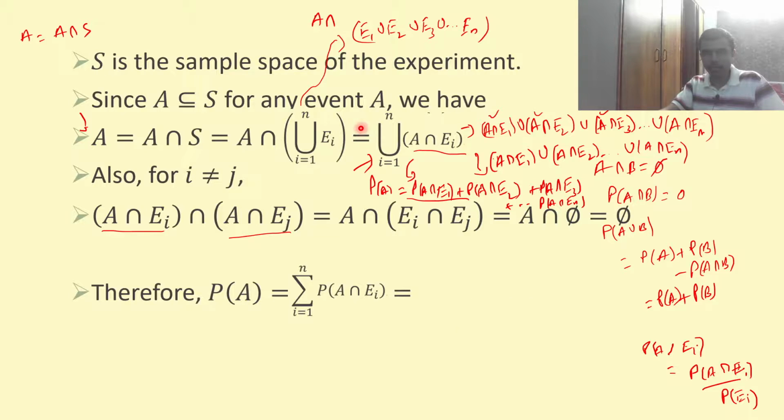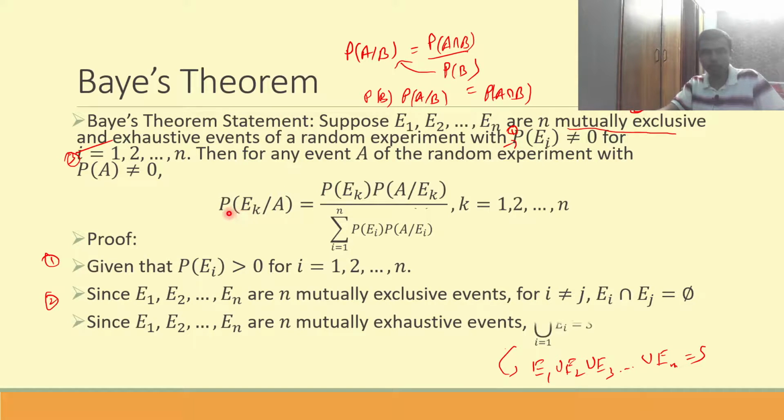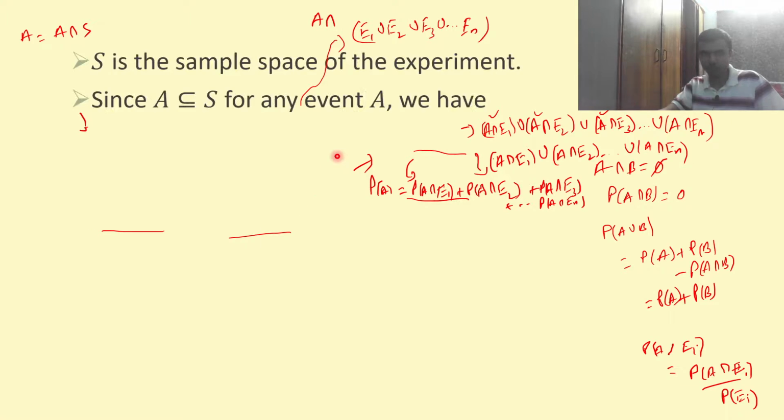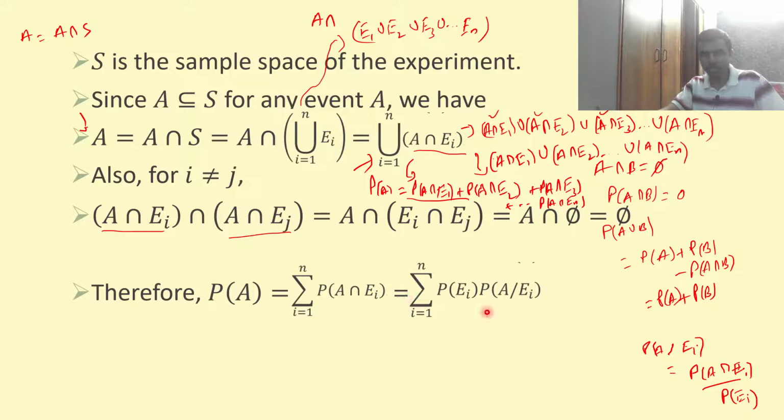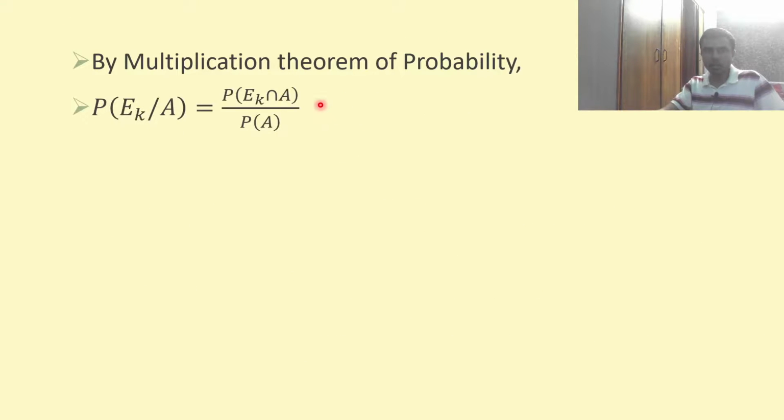Now next, in the theorem what they are asking us is P of Ek by A. P of Ek by A is going to be, as per multiplication theorem of probability, P of Ek intersection A by P of A. I told you P of A by B is nothing but P of A intersection B by P of B. Now P of A we already know. P of A is sigma i runs from 1 to n P of Ei into P of A by Ei. So this is what you get.